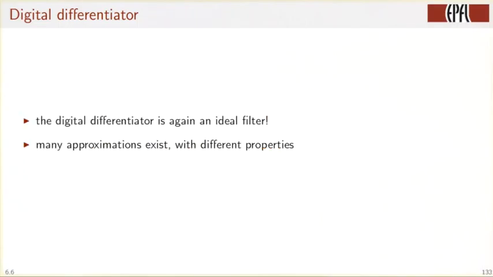To conclude, this digital differentiator is again an ideal filter. We have seen it from its DTFT. It has a phase response that is discontinuous, so it will have a slowly decaying impulse response, as we have seen after we calculated it. So there are many ways to approximate this, which will have different properties. And one way to do it is to simply use duality and implement differentiation in continuous time.